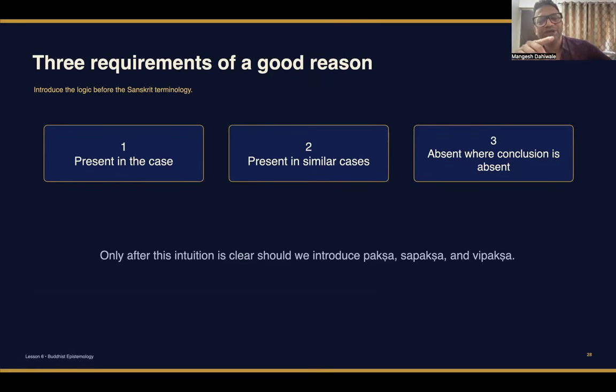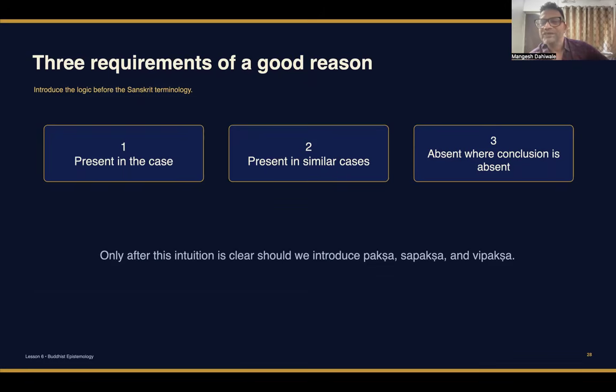So for example, whenever there is smoke, there was a fire that we have seen. And in the similar cases, we have seen that when the people cooked food at their houses, in old times, they burned the wood, and there was smoke, there was a fire, and absent where conclusion is absent. For example, in the lake, in the water, you don't see smoke or you don't see fire, right? It's absent where conclusion is absent. So there are three ways, paksha, sapaksha, and vipaksha.